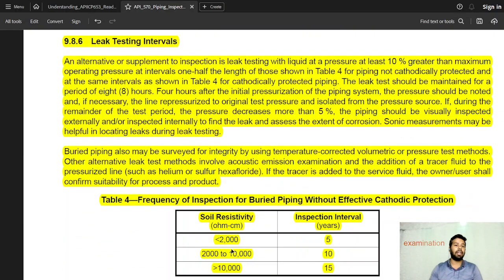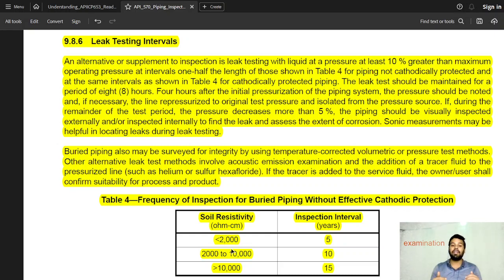Next is leak testing intervals. An alternative or supplement to the inspection is leak testing with liquid at a pressure at least 10% greater than the maximum operating pressure at intervals half the length of those shown in Table 4. For piping not cathodically protected, at the same intervals as shown in Table 4 for cathodically protected piping.